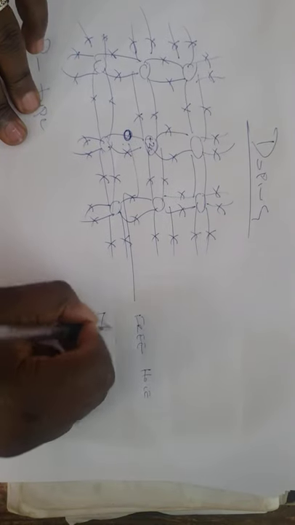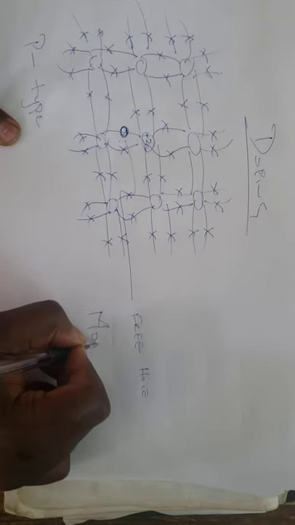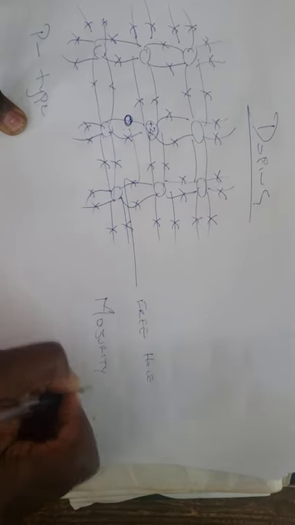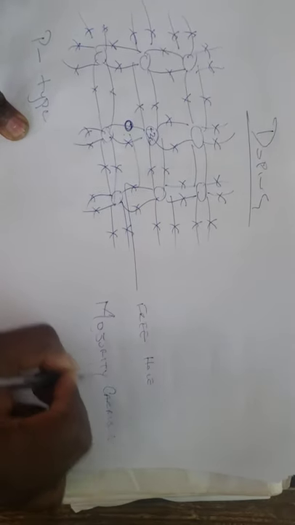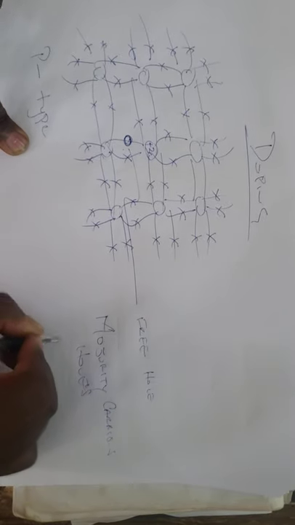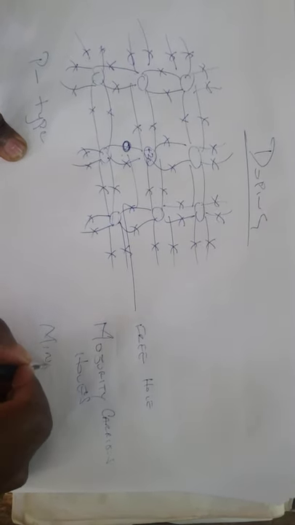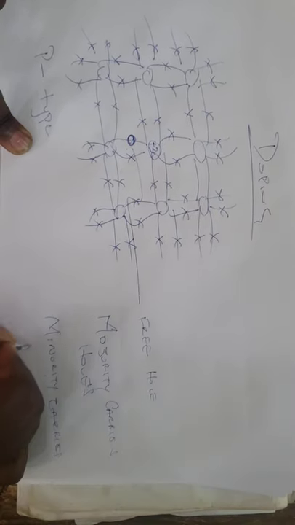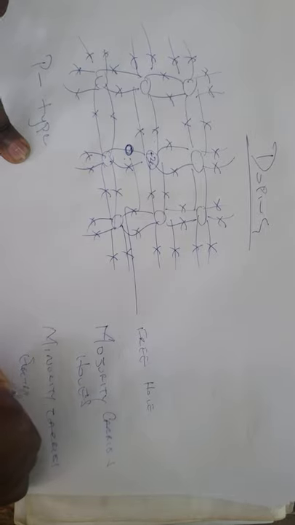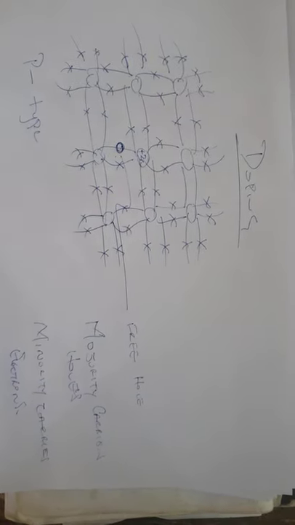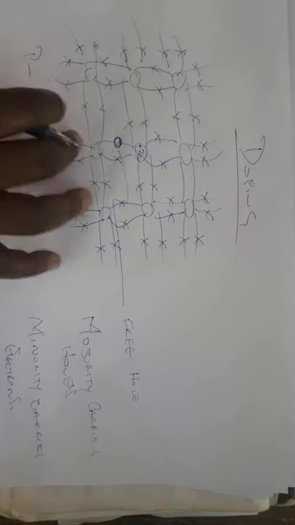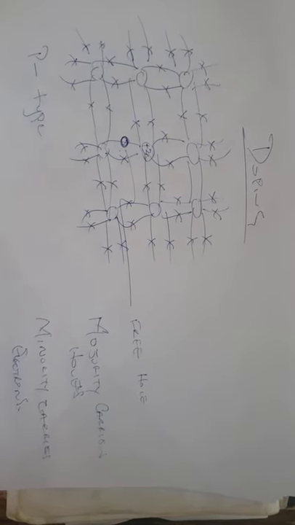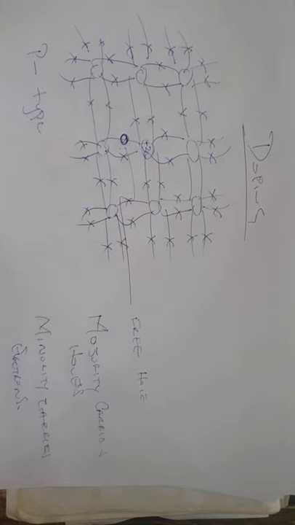So the majority carriers for a p-type semiconductor would be holes, while the minority carriers would be electrons. Now this is the beauty about this subject: the hole, gentlemen, ladies, is always positively charged. It's a P hole, a positive hole.